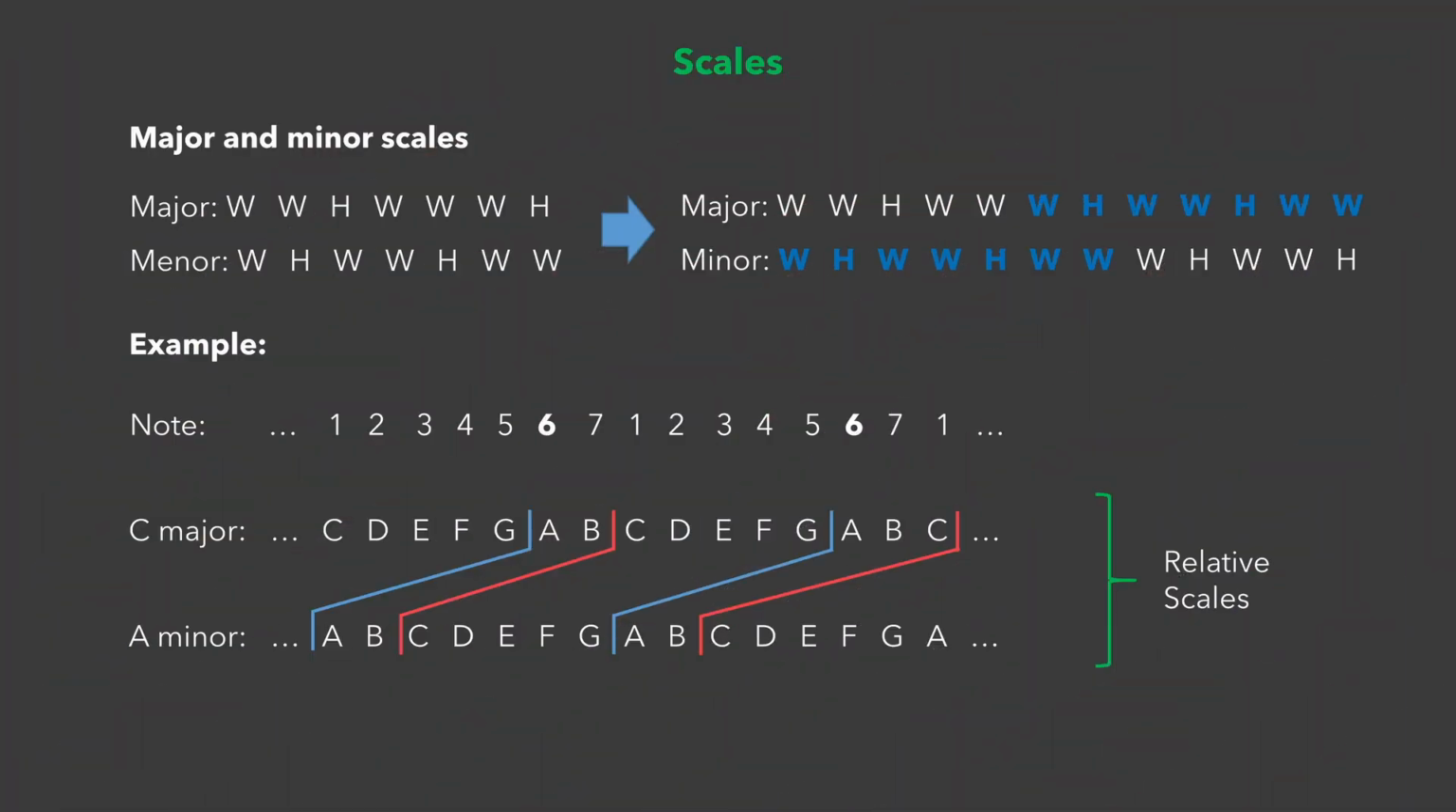If we look at both scale patterns and extend them infinitely, we can see that if we start the major scale on the 6th note, in this case A, and follow the pattern of the major scale from that starting point, we get the pattern of the minor scale. In the image, you can see more clearly what I mean.